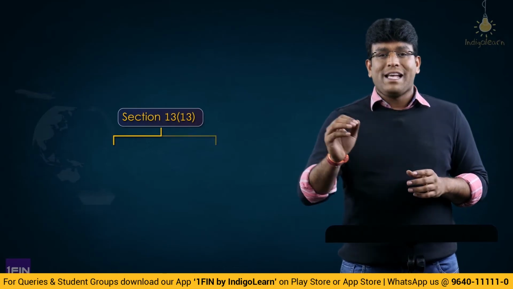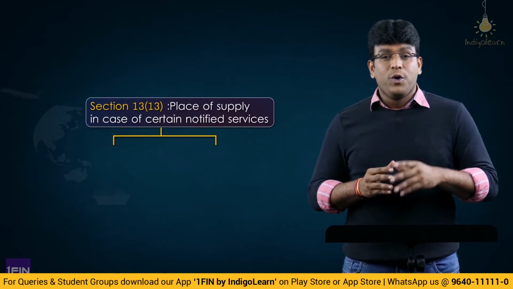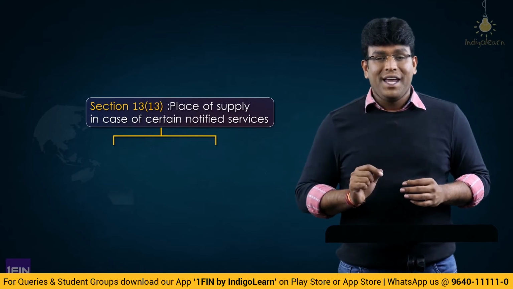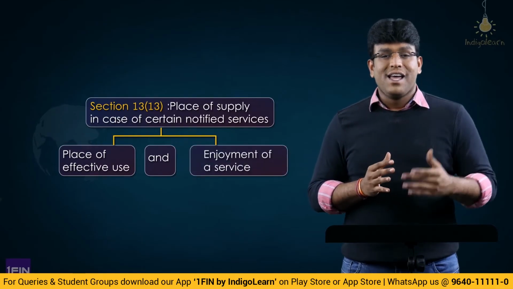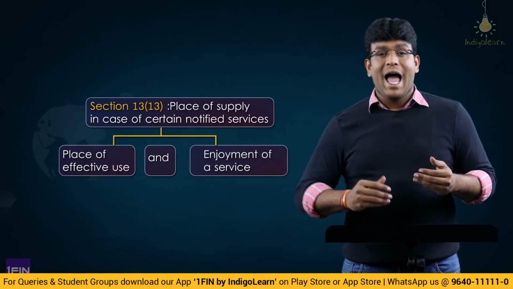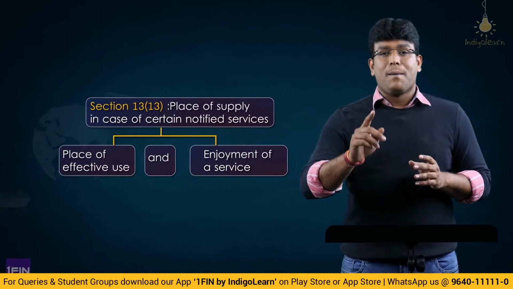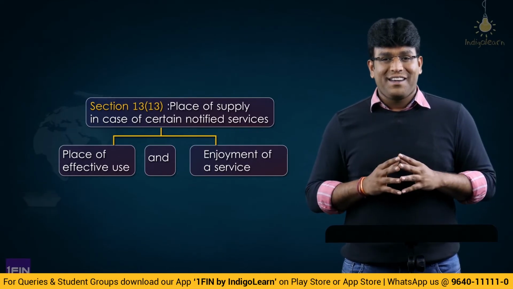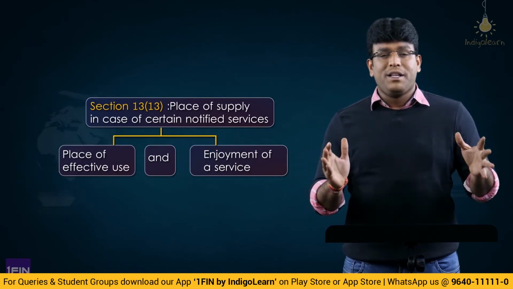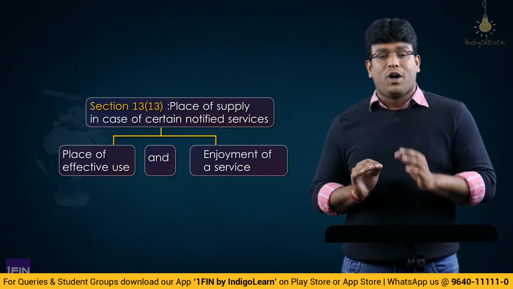So friends, finally it's time to talk about the last subsection in section 13, that is section 13, subsection 13. It's a very simple point which just says that place of supply in case of certain notified services shall be the place of effective use and enjoyment of service. In other words, wherever the service is effectively used and enjoyed, that becomes the place of supply. So friends, 13(13) says a simple line, what is that? For only notified services, it will be the place of effective use and enjoyment of service.